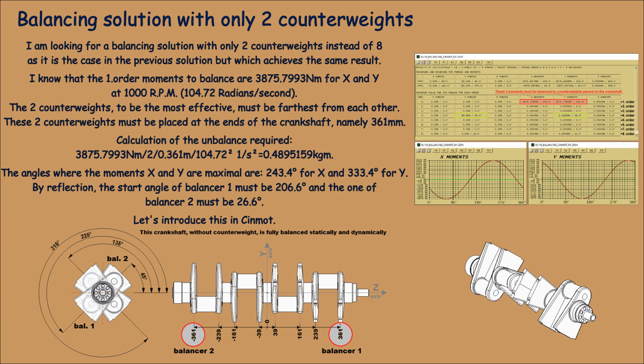Calculation of the unbalance required: 3,875.7993 Newton-meters per 2 per 0.361 meters per 104.72 squared 1 per square second gives 0.4895159 kg/meter. The angles where the first order moments x and y are maximal are 243.4 degrees for x and 333.4 degrees for y. By reflection, the start angle of balancer 1 must be 206.6 degrees and the one of balancer 2 must be 26.6 degrees. Let's introduce this in Cinmot.